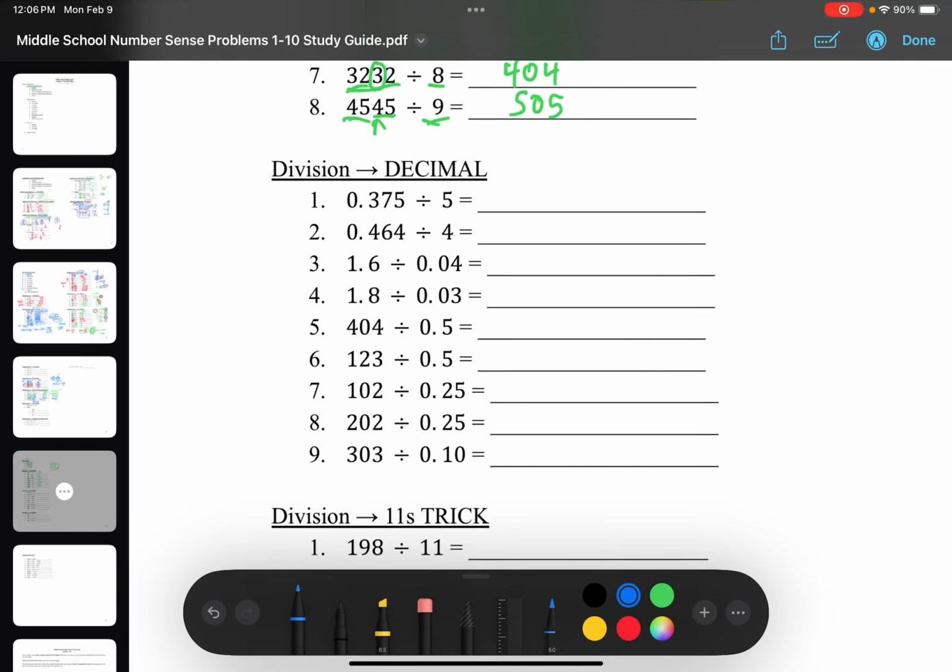All right, so for this one, we're going to be going over the division with decimals. And remember, this is going to be for the middle school number sense test for problems 1 through 10. These are going to be very common to pop up, okay? So let's jump into this one.